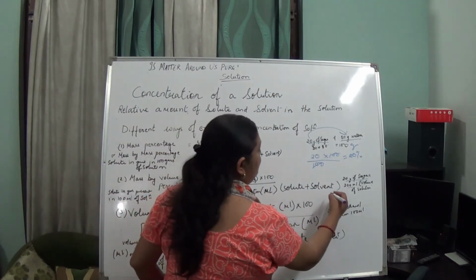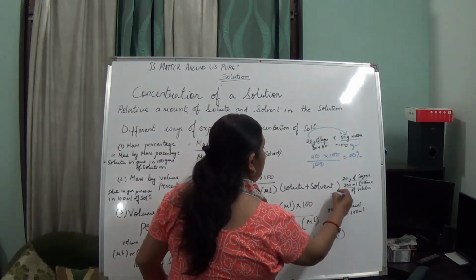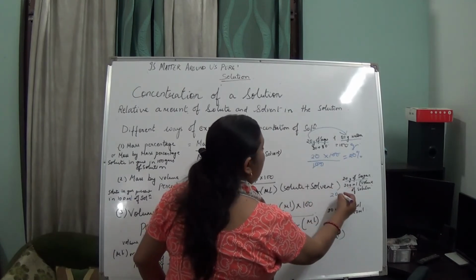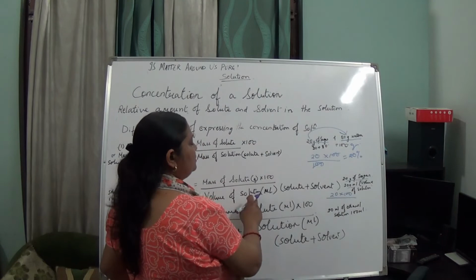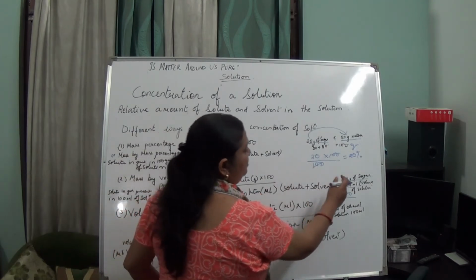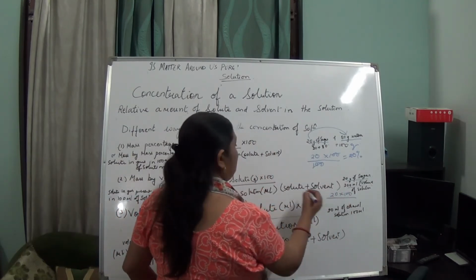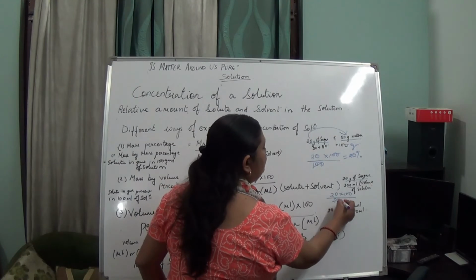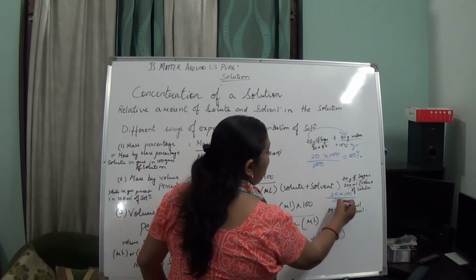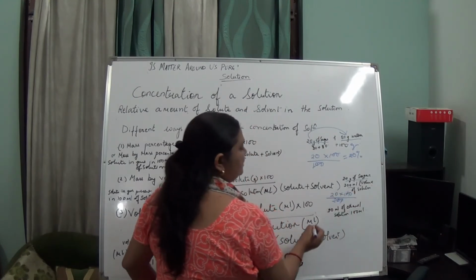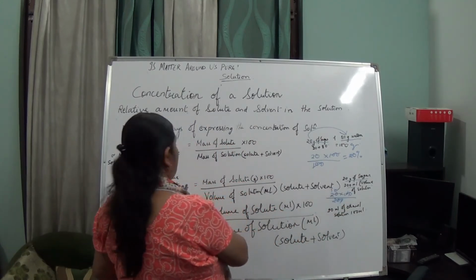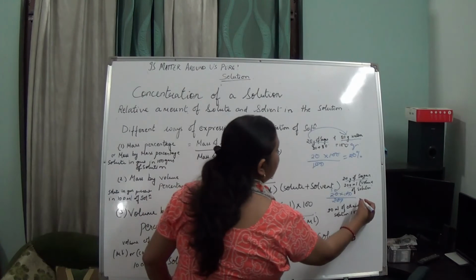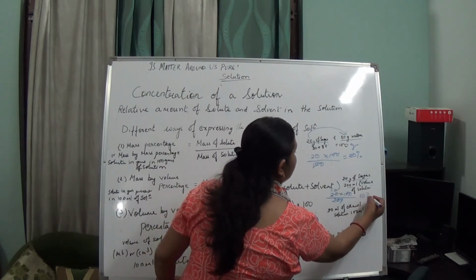So now how will you solve this? Mass of solute is 20, into 100, upon volume of solution in milliliters. Volume of solution is 200 ml, isn't it? So just cancel it. It becomes 10% mass by volume percentage.